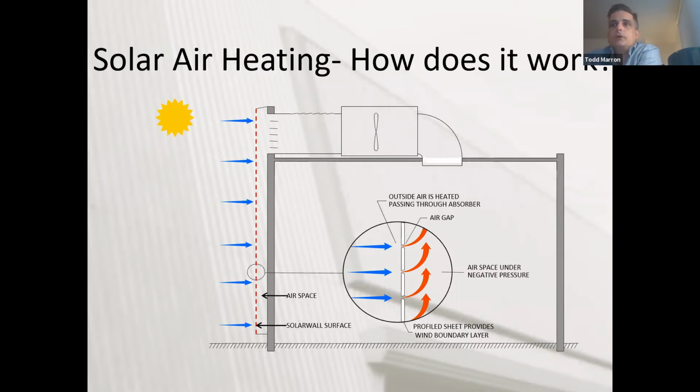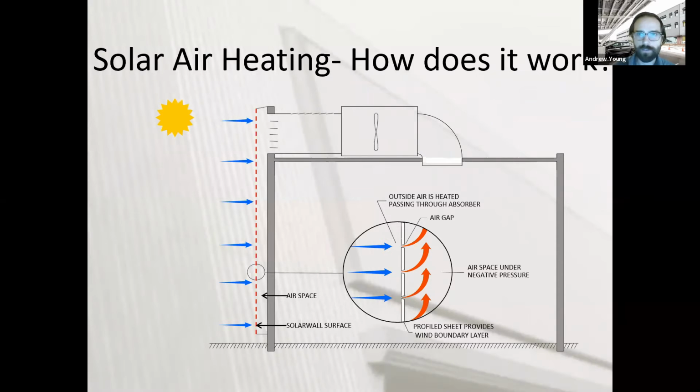And Andrew, you can jump in here and get into the specifics of what the heck a SolarWall is and how it works. Okay, great. Thanks, Todd. Hi, everyone. So this slide here is just here to explain how does the SolarWall actually work.